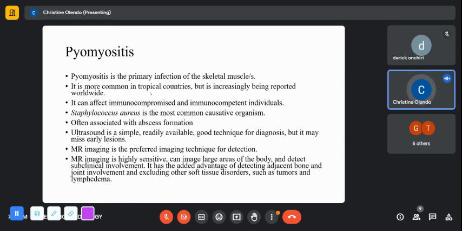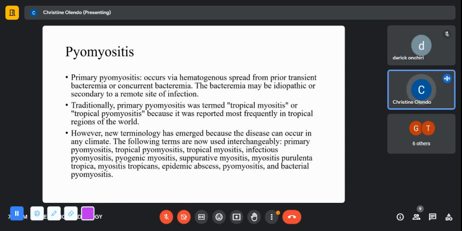You can use ultrasound, which is simple and readily available, to pick up pyomyositis, but you can actually miss it in the very early lesions. MR is a preferred imaging technique. This is because it can image a larger area of the body, it can also detect subclinical involvement, detect adjacent bone and joint involvement, and exclude other soft tissue disorders as well.